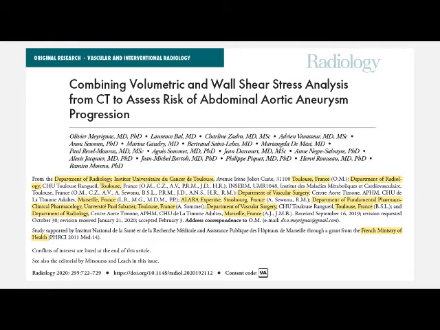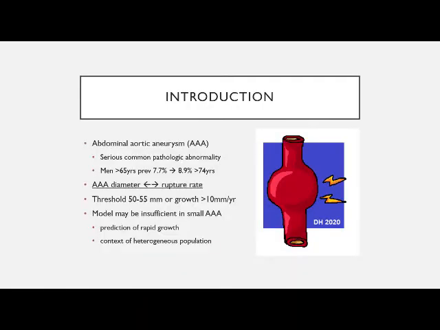So basically, just introducing here, abdominal aortic aneurysms are a serious and common pathologic abnormality where you have in men more than 65 years of age a global prevalence of about 7.7%, that increases to 8.9% in more than 74 years old.